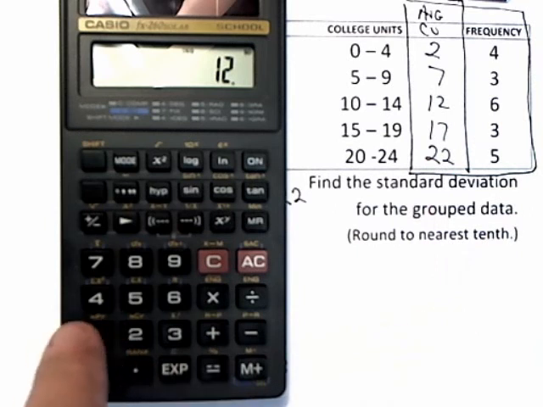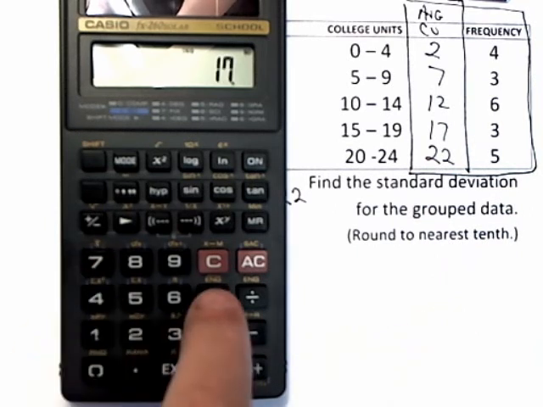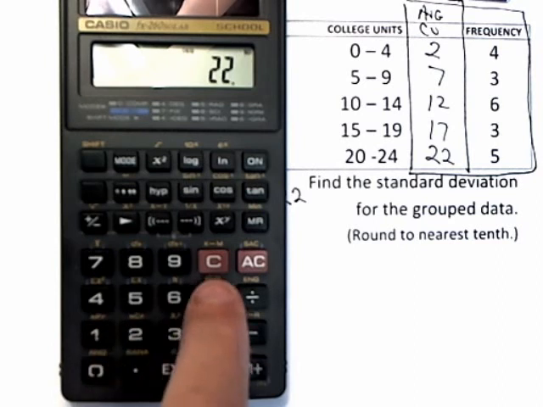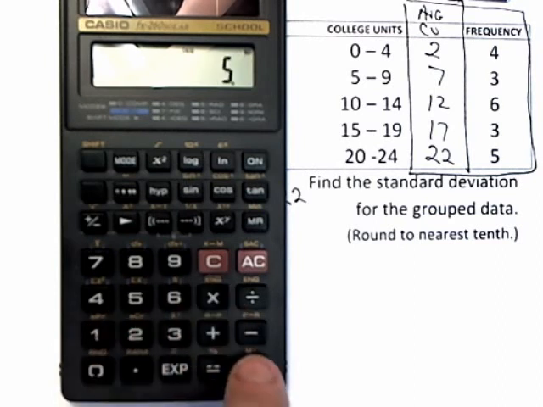And you can do the same thing with 17. 17, and then you can do times 3, and again, that's not literal multiplication. It's just a way of telling the calculator when it's in stats mode that you want to enter 17 3 times. And then finally 22 times 5 enters 22 5 times.